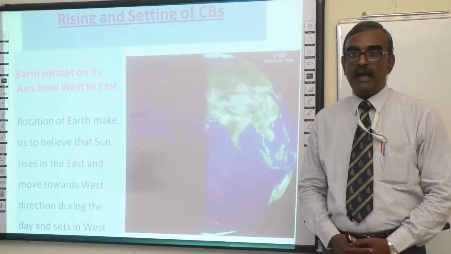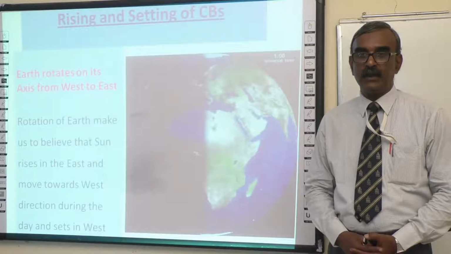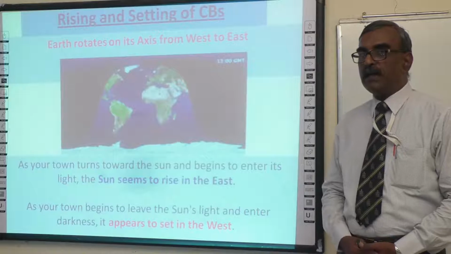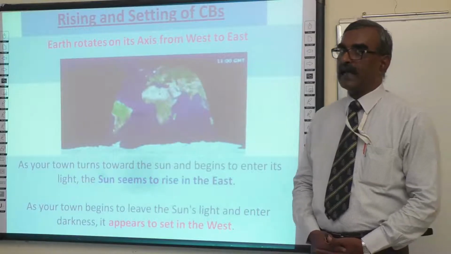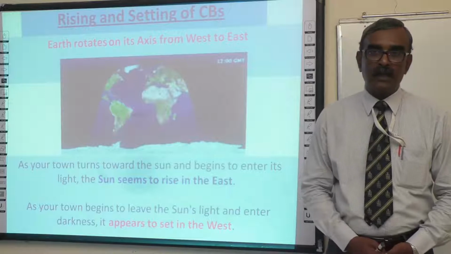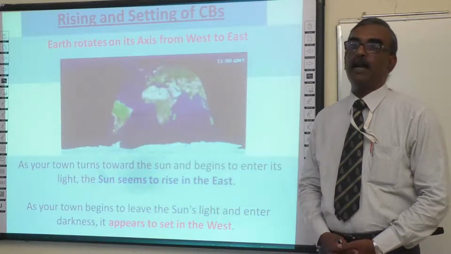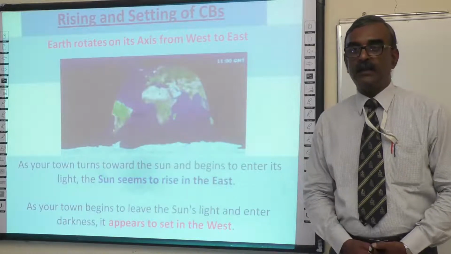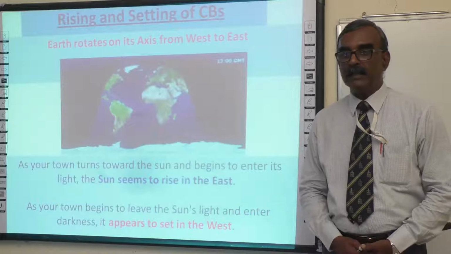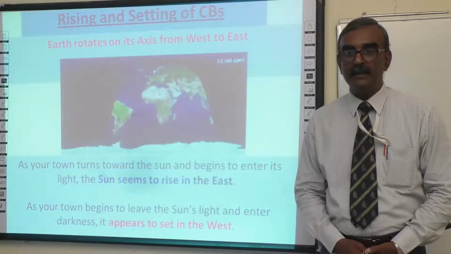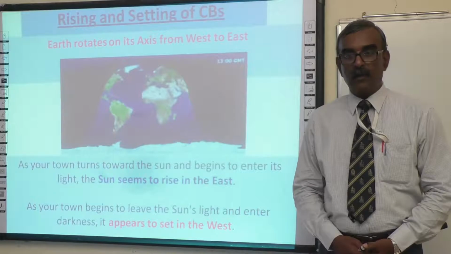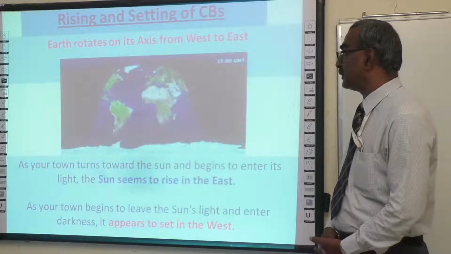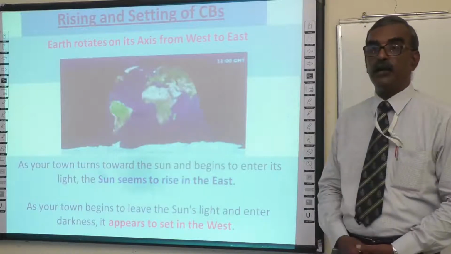The rotation of the Earth makes us believe the sun rises in the east during the day and sets in the west. This animation helps you understand which part of the world has the sunlight and which part has the darkness. As your town in your country turns towards the sun and begins to enter its light, the sun seems to be rising in the east. As your town begins to leave the sunshine and enter darkness, it appears to set in the west. It is very clear from this animation, I hope.